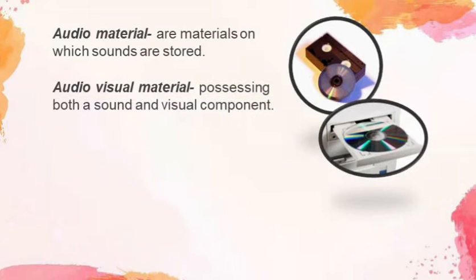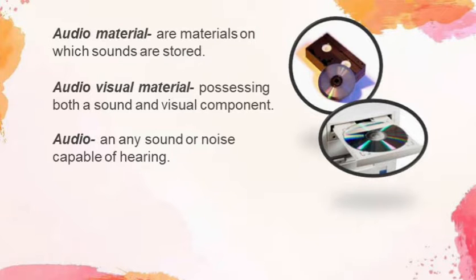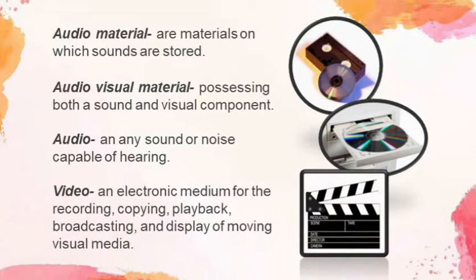Next we have audio-visual materials. Audio-visual materials possess both sound and visual components. This helps the teacher to present the lesson effectively, and students learn and retain the concepts better and for longer duration. Next is audio. It is any sound or noise capable of being heard. Lastly we have video. Video is an electronic medium for the recording, copying, playback, broadcasting, and display of moving visual media.